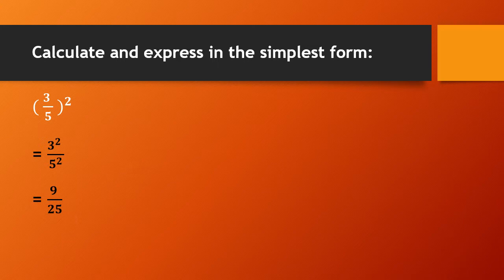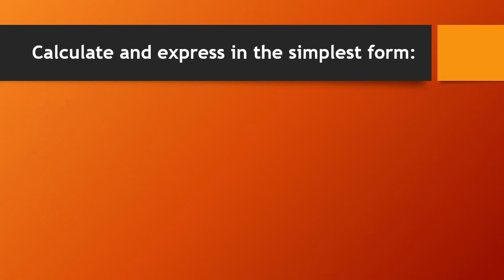Another exercise. 0.4 power 3. In this exercise, we can see that the base is a decimal number, so we can convert a decimal number to a fraction. 0.4 will be (4/10)^3. So we will distribute power 3 among the numerator and the denominator. It will be 4 power 3 over 10 power 3.